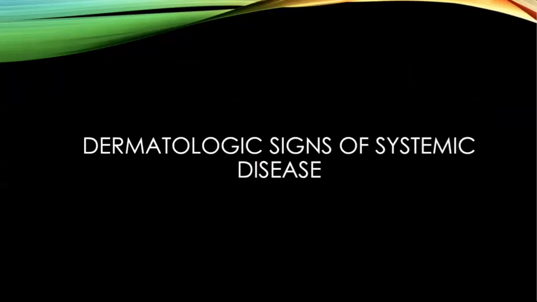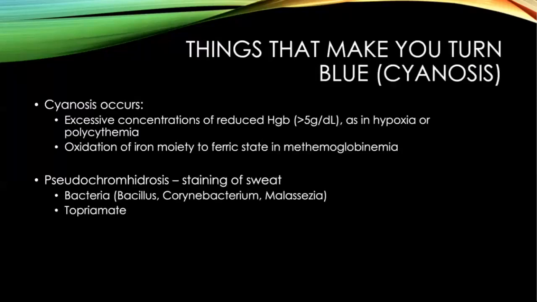So moving on, the next topic we're going to talk about is dermatologic signs of systemic disease. So there's a couple different things that make you turn blue, also called cyanosis, as you know, which is the blue or violaceous appearance of the skin, mucous membranes, and nail beds. This can occur with excessive concentrations of reduced hemoglobin, such as in hypoxia or polycythemia, where you have greater than 5 grams per deciliter of reduced hemoglobin.